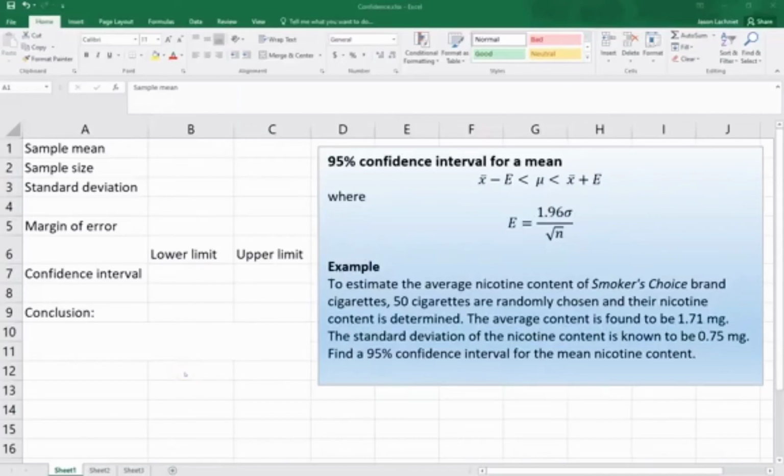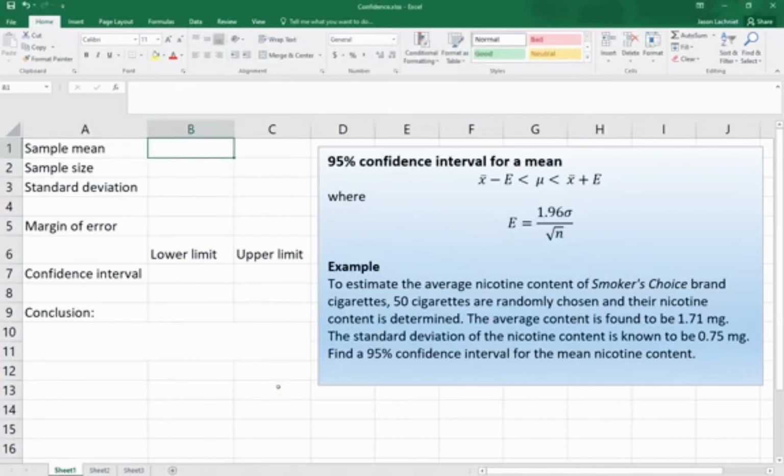In this example, we are going to calculate a 95% confidence interval for a mean. To estimate the average nicotine content of a brand of cigarettes, 50 are randomly chosen. Their nicotine content is measured and found to be 1.71 milligrams on average. We'll assume that we know the standard deviation to be 0.75 milligrams. And we'll use that information to calculate a 95% confidence interval.